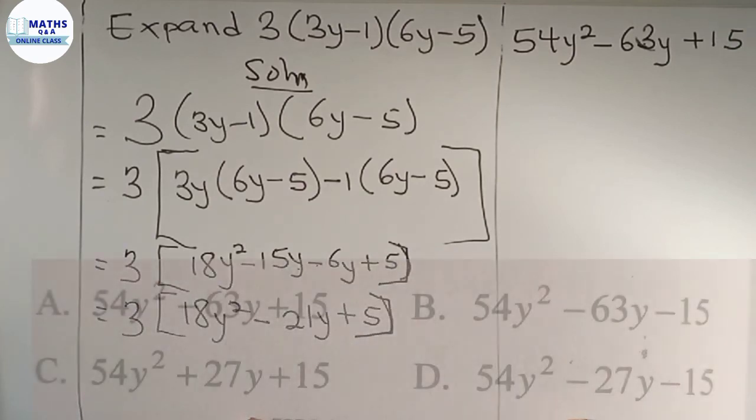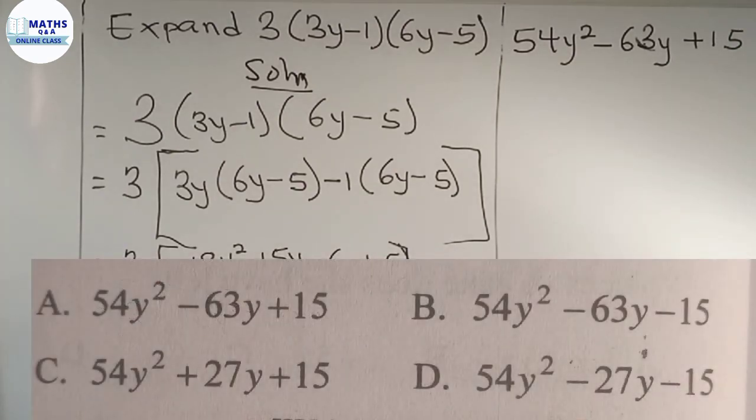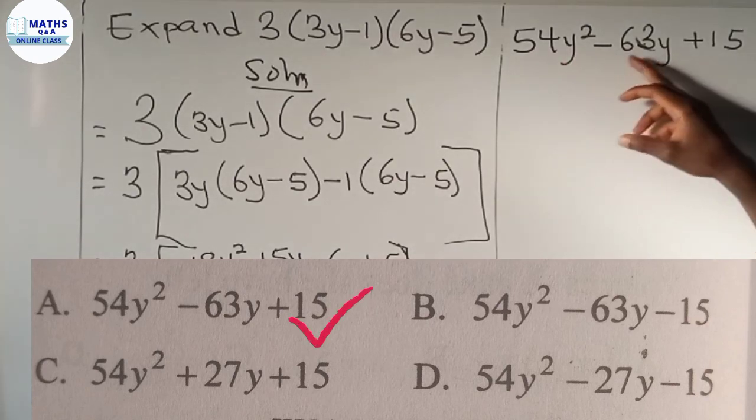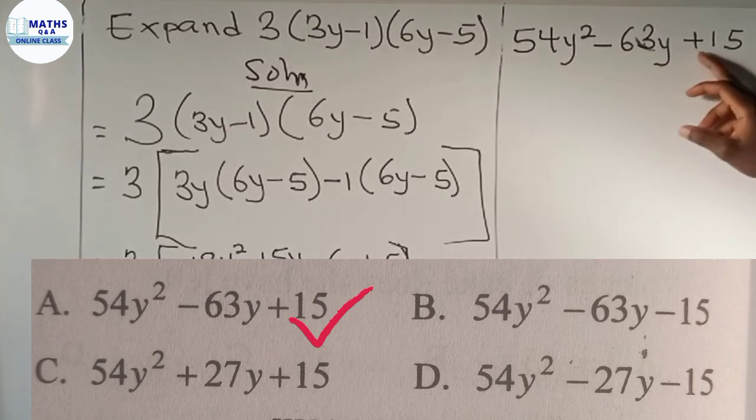So go through the options given to you. Which one is the correct answer? The answer is A, which is 54y squared minus 63y plus 15.